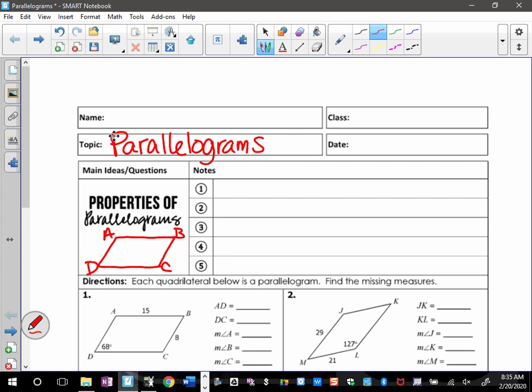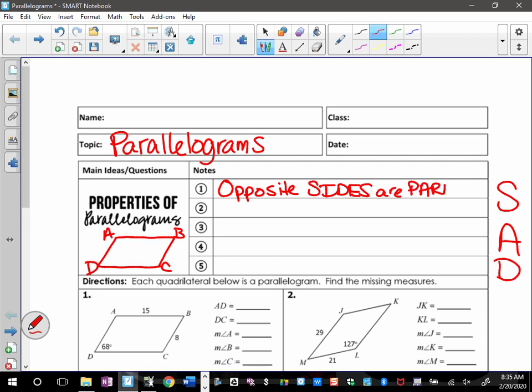The easiest way to memorize the properties for the parallelograms is there are two about the sides, two about the angles, and one about the diagonals. The first property should be the obvious one. In a parallelogram, opposite sides are parallel. Okay, it says that in the name. Parallelogram, opposite sides are parallel. The other side property is that opposite sides are congruent.